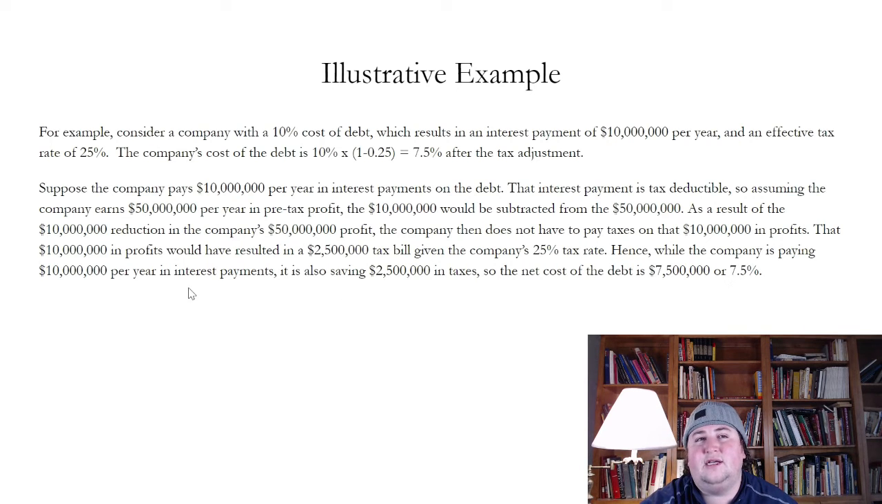We have this because the $10 million interest payment is being deducted from the profits, assuming there are enough profits to cover that $10 million, then the profits are reduced by $10 million. And because the profits are reduced by $10 million, we then save $2.5 million on the tax bill. And so that's why it's 1 minus 0.25. We're adjusting for the savings on the tax bill.